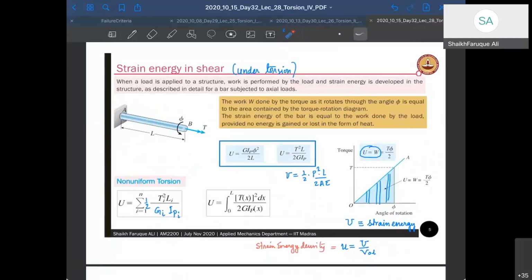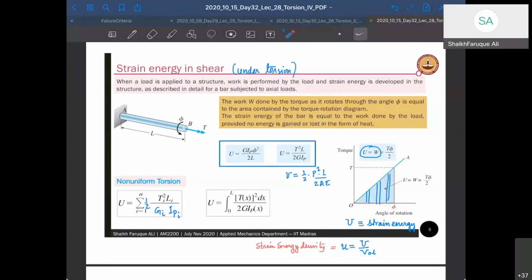As you can see on the right hand corner of the slide, you have the twist in the member, and on the y-axis you have the torque given. As you give more torque, your twist keeps on increasing, and they will behave linearly as long as it is in the proportional limit, right? After the proportional limit, it will go flat, something like this. So as long as it is under the proportional limit, it will remain straight. And the strain energy is the area within this curve, between phi and T.